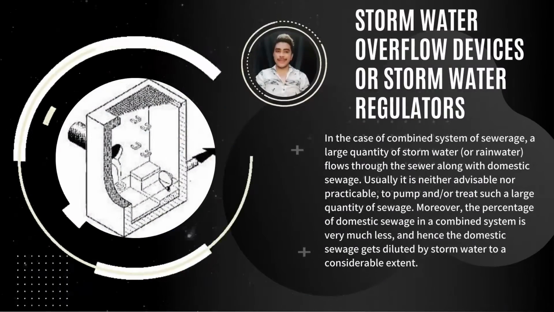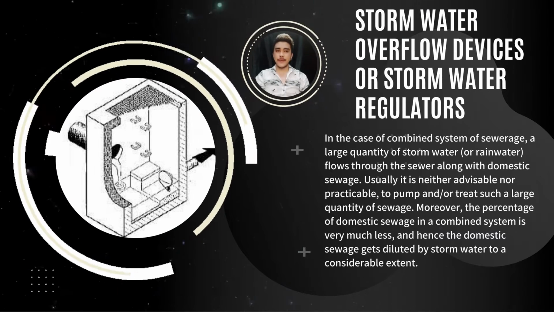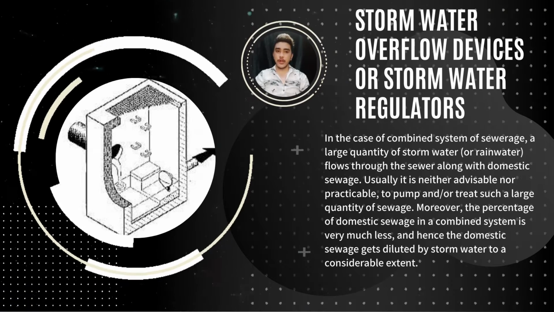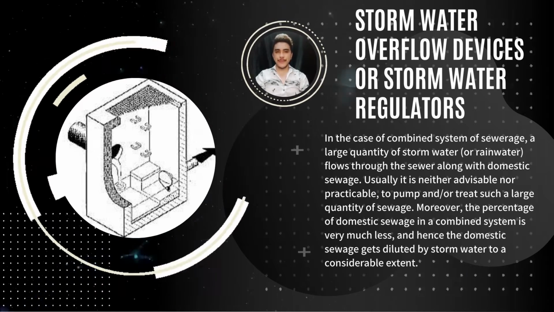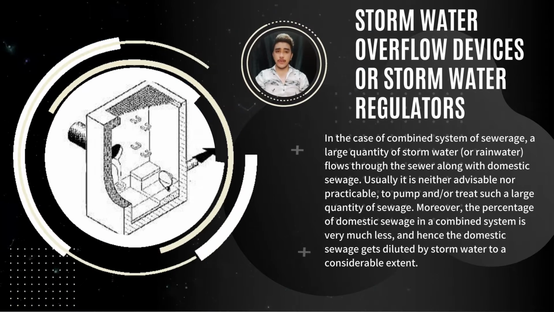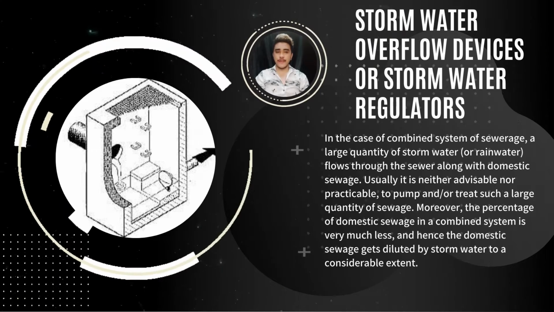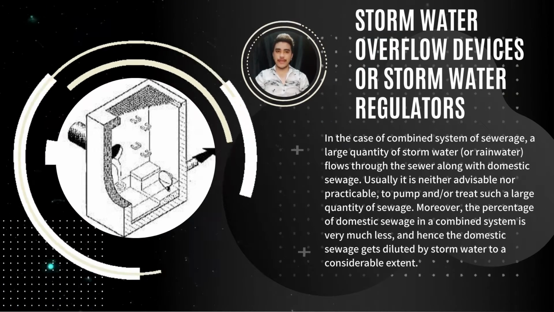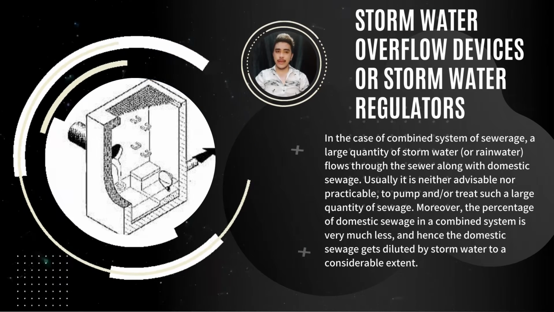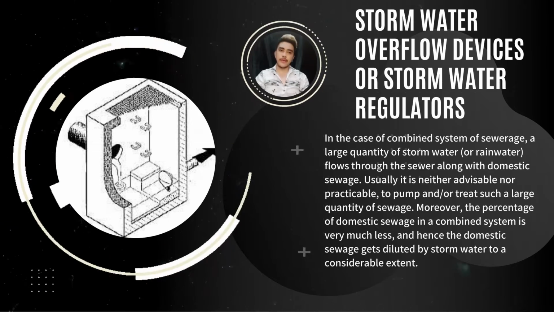Stormwater overflow devices or stormwater regulators. In the case of combined system sewerage, a large quantity of stormwater or rainwater flows through the sewer along with domestic sewage. Usually it is neither advisable nor practicable to pump or to treat a large quantity of sewage. Moreover, the percentage of domestic sewage in a combined system is very much less, and hence the domestic sewage gets diluted by stormwater to a considerable extent.